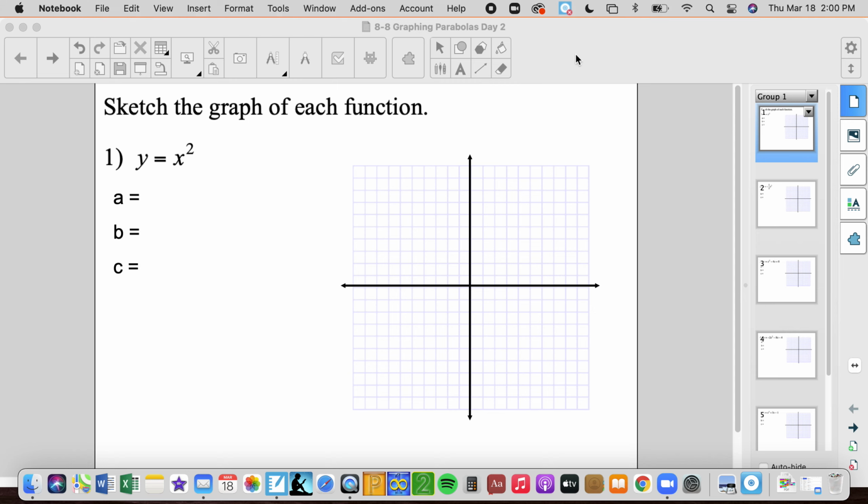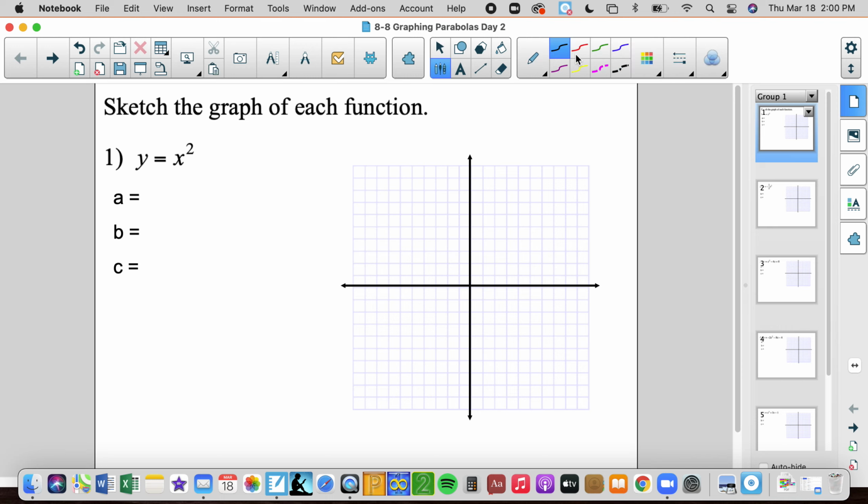Today we are going to work on graphing parabolas. This is day 2, and in day 2 we should start understanding what certain equations will produce. The first thing that we should always do is figure out what A, B, and C is. So A is 1, B is 0, C is 0.